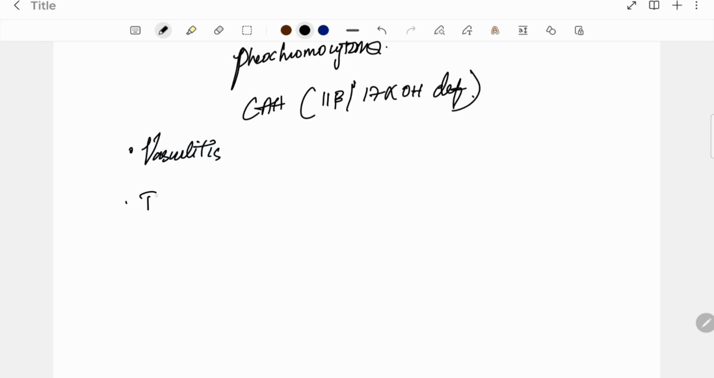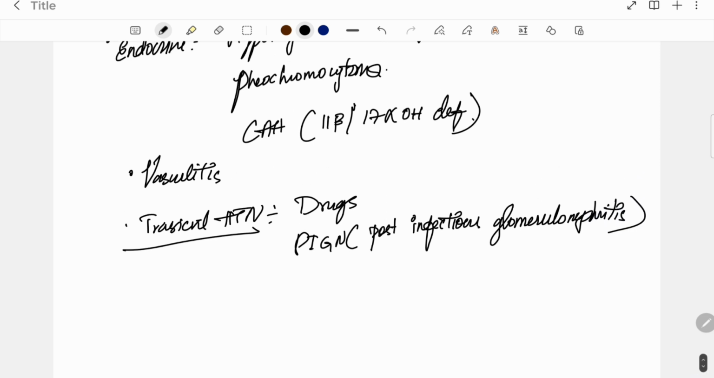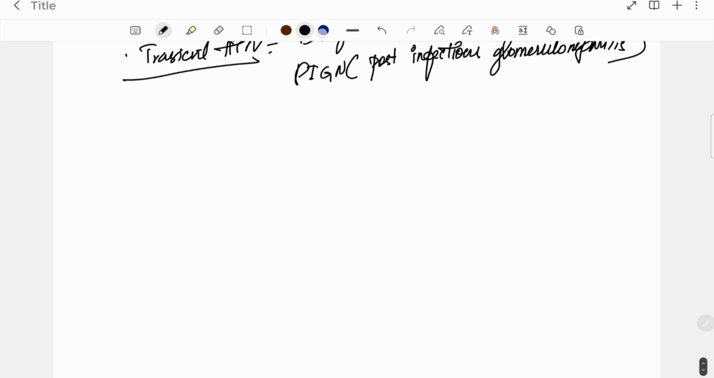So what are the causes of transient hypertension in children? Transient hypertension is caused by drugs, and the other is PIGN, that is post infectious glomerulonephritis. Next, how to evaluate hypertension patients. So, hypertension evaluation.